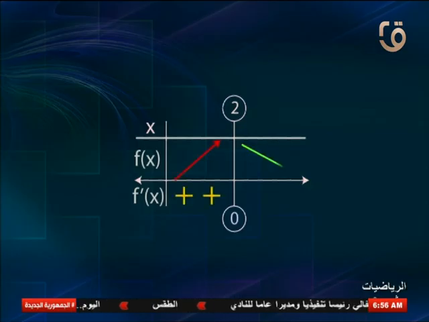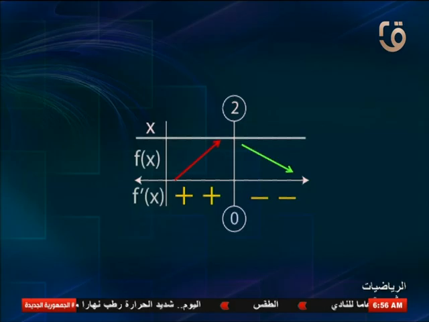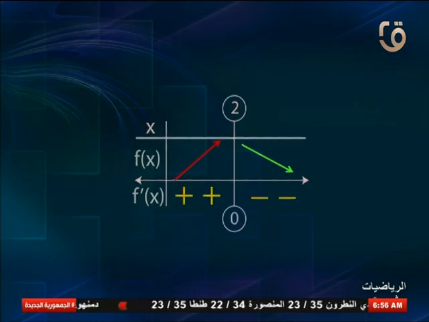When we find f'(x), f'(x) equals 0 when x equals 2. We have two intervals, smaller than 2 and bigger than 2. When x belongs to (negative infinity, 2), the function is increasing. Why? Because f' is positive. When x belongs to the open interval (2, infinity), the function is decreasing. Why? Because f' is negative.